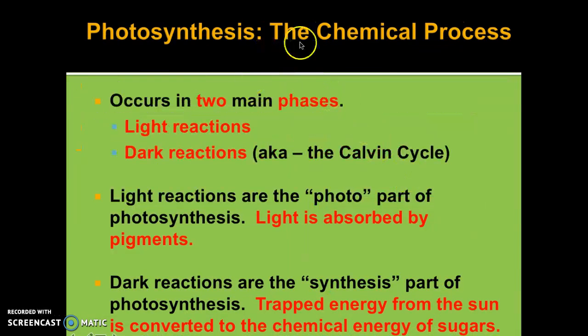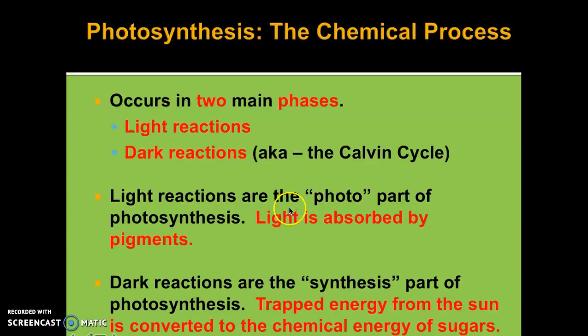All right, so what we're going to do now is look at the chemical process of photosynthesis, and it occurs in two main phases. We call one the light reaction, and the other one we call the dark reaction, AKA the Calvin cycle, after the person who found it.